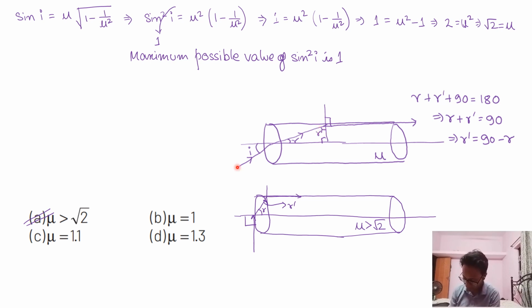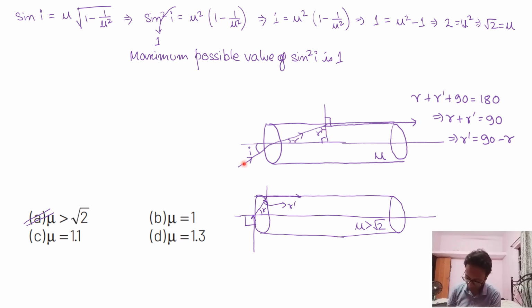And how do I achieve minimum r dash? Minimum r dash is achieved by making maximum i. So if I make i 90 degrees, then what happens? Then r becomes the maximum value, and if r becomes the maximum value, r dash becomes the minimum value.